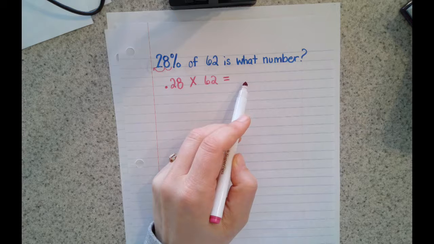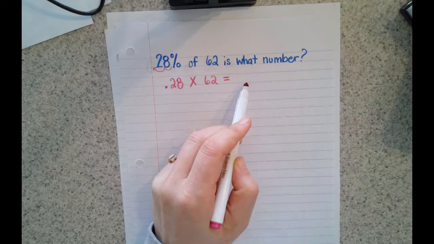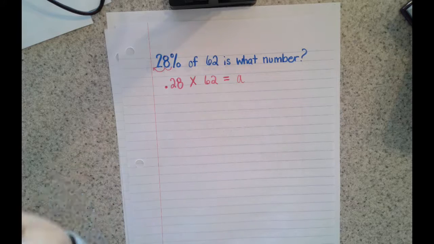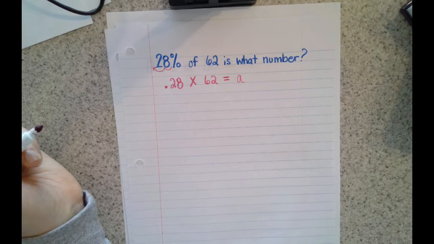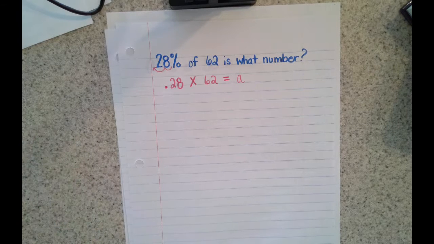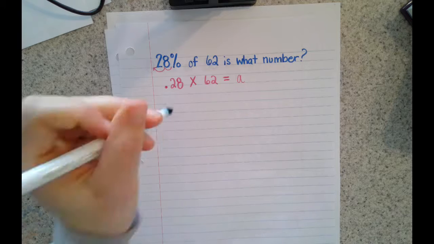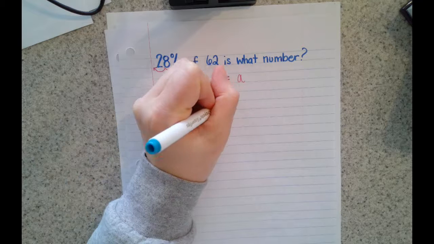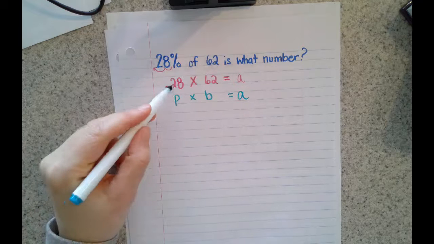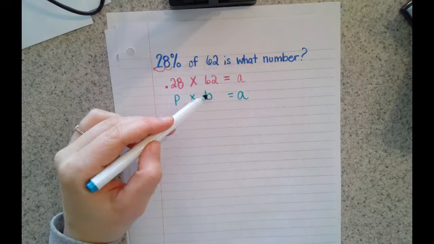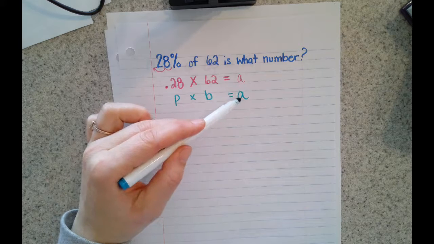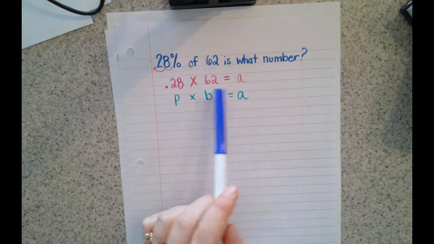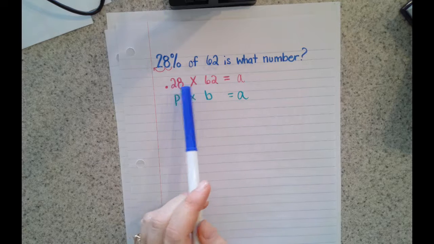What number is an unknown that we can represent with a variable? I'm going to choose the variable A because I know that the percent equation is percent times base equals part. 28 is my percent, 62 is my base, the part is the unknown that I'm trying to solve for. So in order to solve for A, I need to do some multiplication.